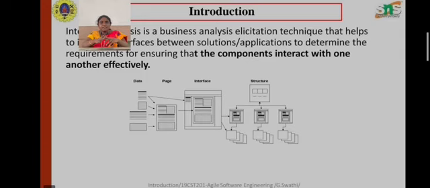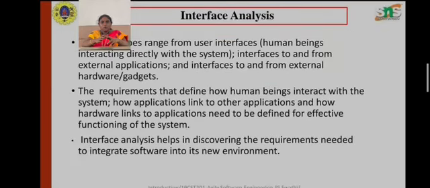Interface analysis is mainly focused on the basic aspects of the boundary between two components, and most systems require a connection with other hardware, other applications, and peripheral devices to function properly. Interface analysis is a business analysis and evaluation technique that helps to identify the interfaces between the solution and the application to determine the requirements for ensuring the components interact with one another directly.